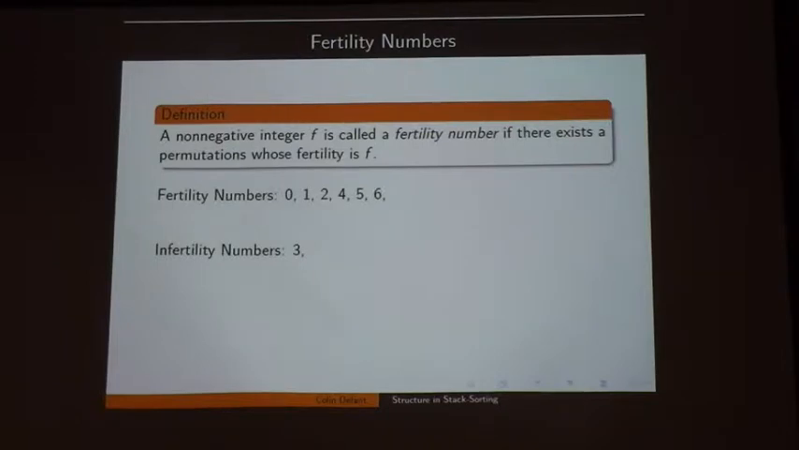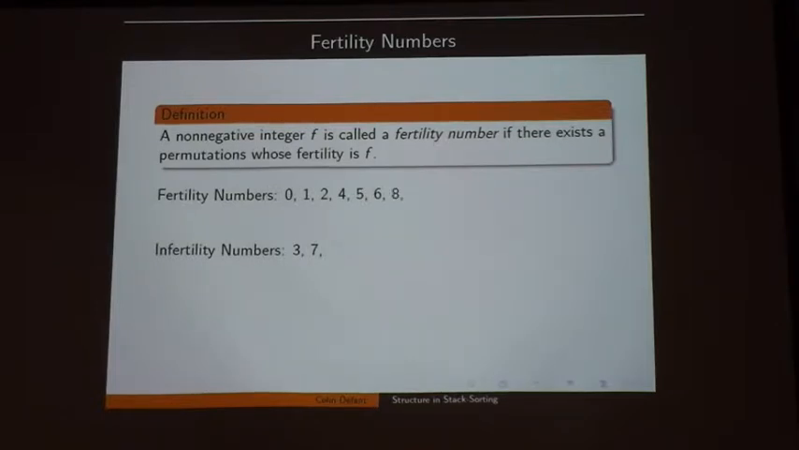6 is a fertility number because it's the fertility of the permutation 3, 2, 1, 4, 5, 6. 7 is actually an infertility number. So you can check, basically along the same lines as what we did with 3, maybe with an extra case or so, that 7 is also an infertility number. And okay, so now you can keep going, you can compute more of these.